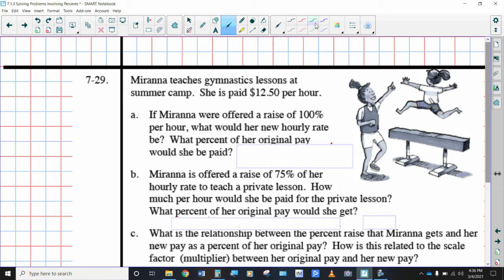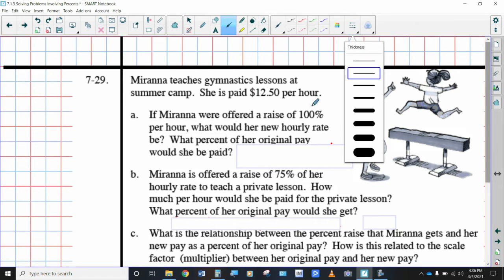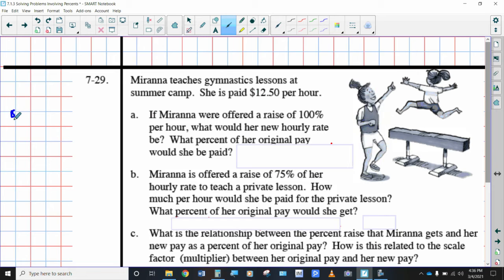All right, so let's think about this. She is not getting a pay reduction, right? She's going to make 100% of her salary. So 100% of 1250 is 1250, right? Well, she's getting a raise. A 100% raise means we're essentially going to double her salary, right? It's going to go from $12.50 up to $25.